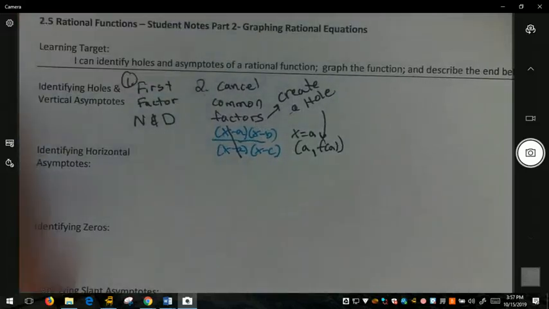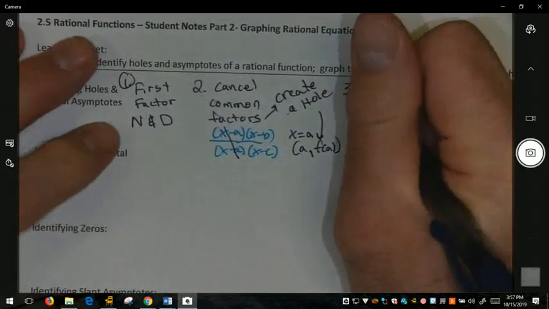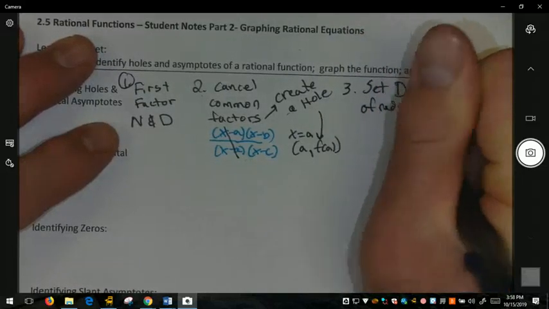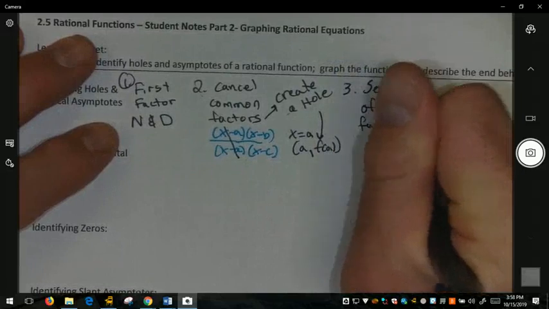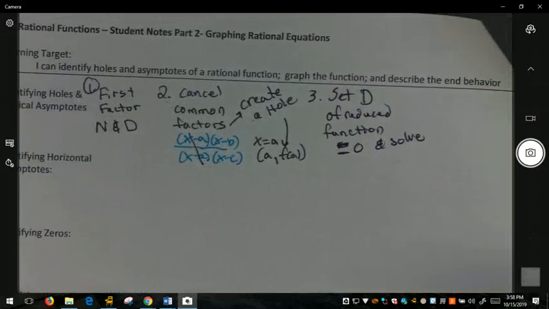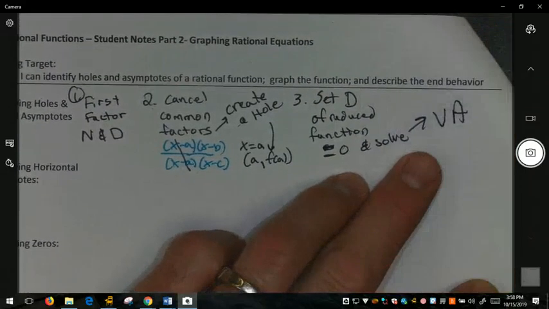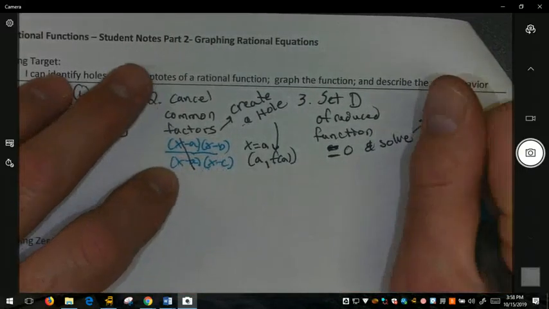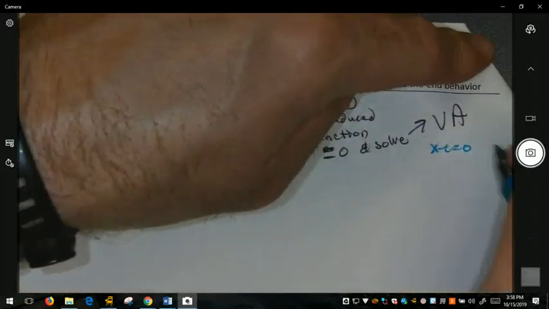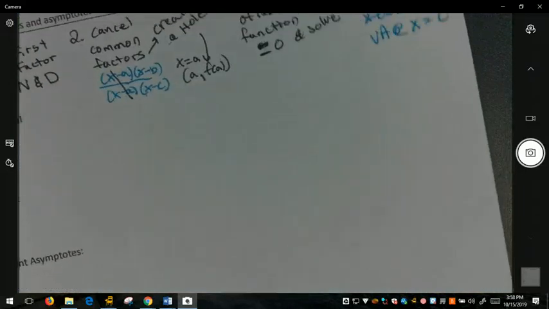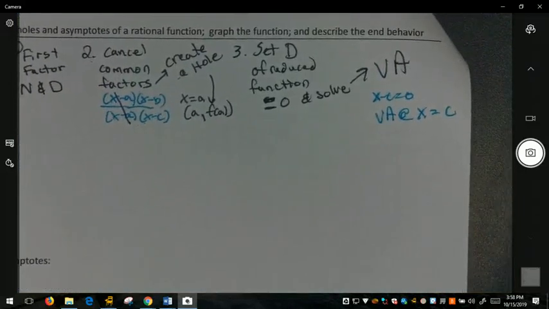Once we've reduced the function, we look at the denominator of the reduced function. Set the denominator of the reduced function equal to 0 and solve. These give us our vertical asymptotes. So in this case, our reduced function would be x minus b over x minus c. We would have x minus c equal to 0, so we would have a vertical asymptote at x equals c. And though you can't see it yet, you will when we get to some numerical examples.